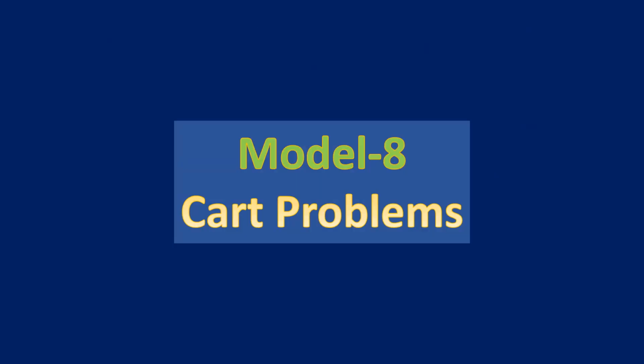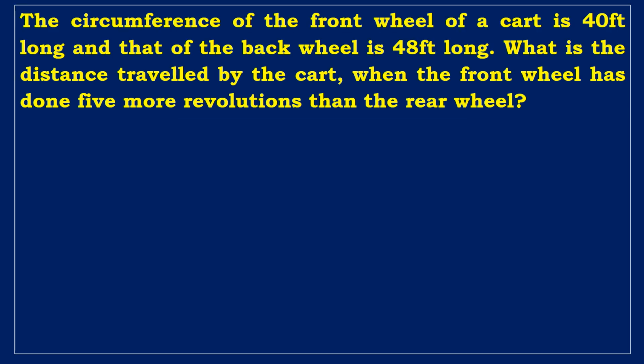Model 8. Cart problems. Example 2. The circumference of the front wheel of a cart is 40 feet long and that of the back wheel is 48 feet long. What is the distance traveled by the cart when the front wheel has done 5 more revolutions than the rear wheel?